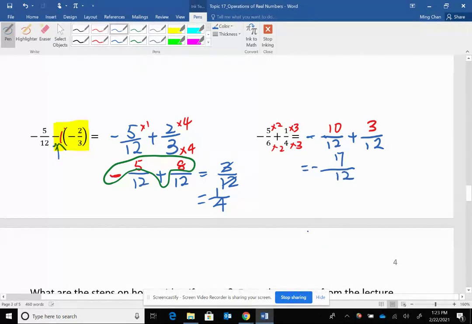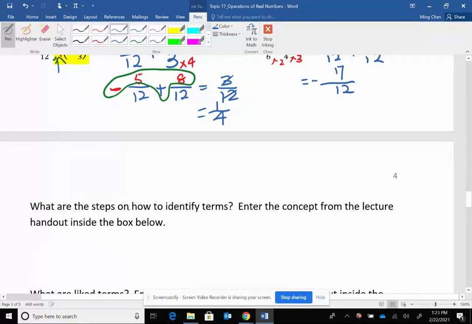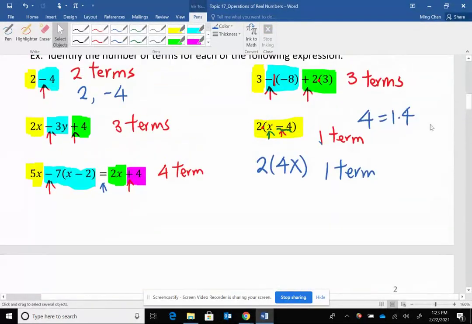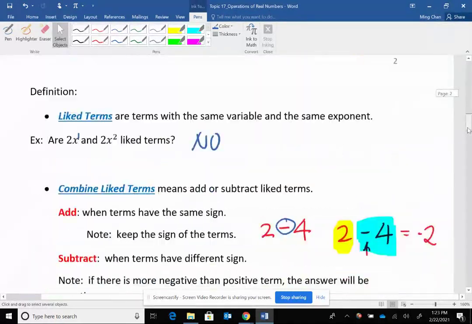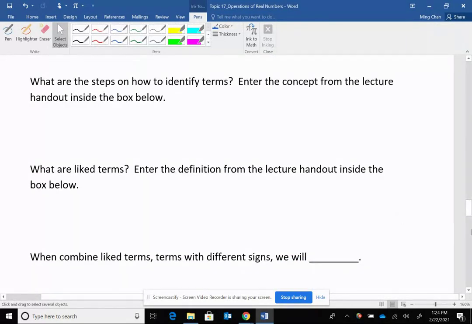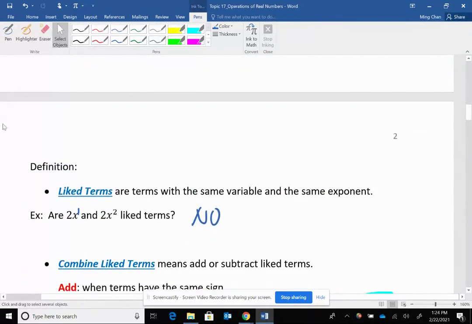Okay. All right, so let's go over some of the homework questions. What are the steps on how to identify terms? The steps to identify terms, I think it's on the first page. Okay, what are the steps? Just copy these down. These are the 2 steps. All right, what are like terms? Okay, go into the definitions on the handouts. The definition of like terms is right here on the second page: like terms are terms with the same variable and the same exponents.